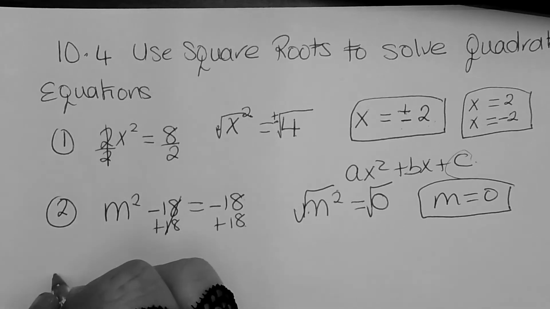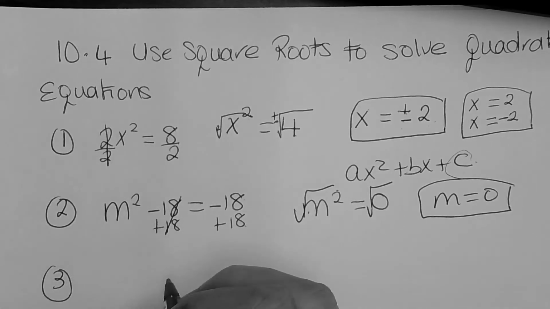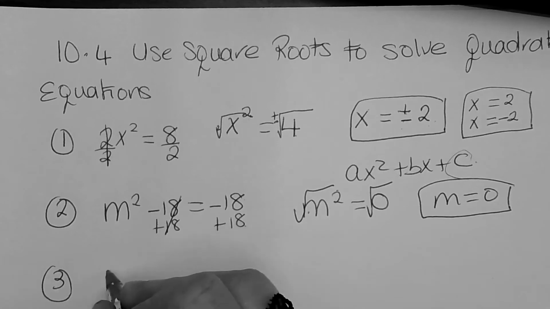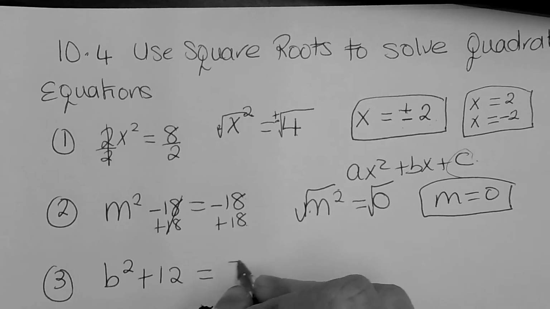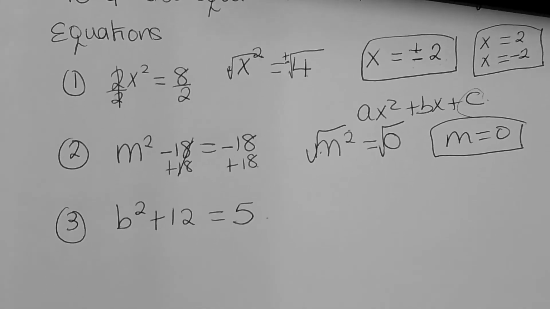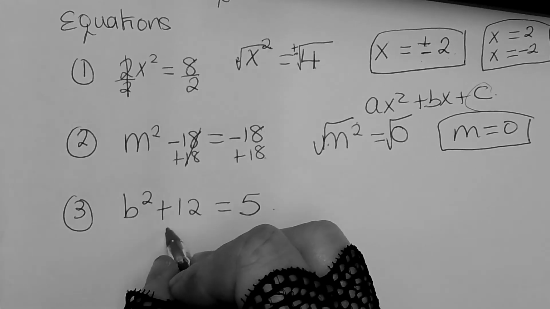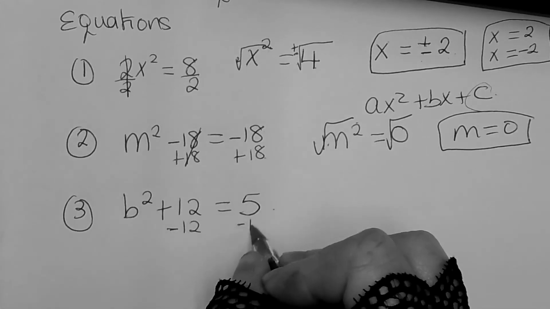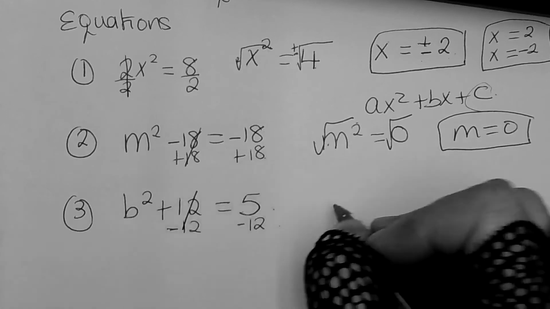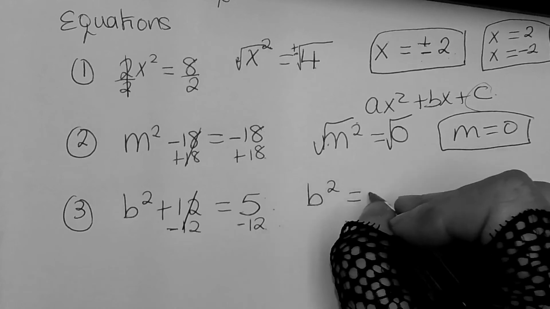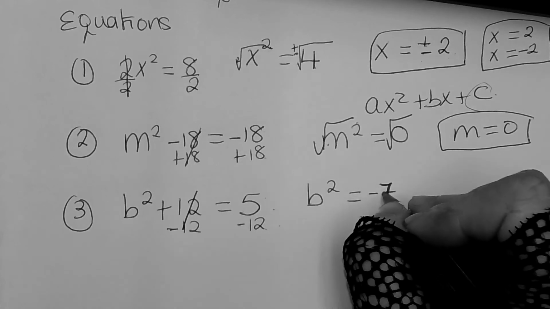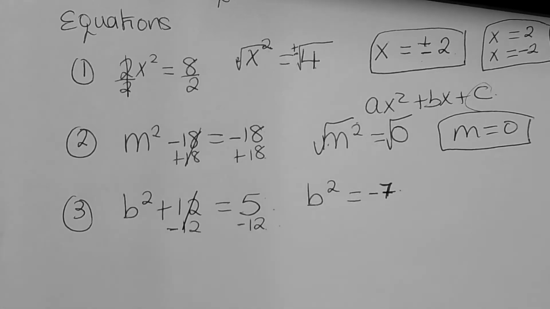Also, number 3. At this level, I want to show you an example of something that would not be a real solution. So say I have b squared plus 12 equals 5. So I'm going to subtract 12 and subtract 12. So then I have b squared equals 5 minus 12, which is negative 7. So if I take the square root of negative 7, I can't right now.